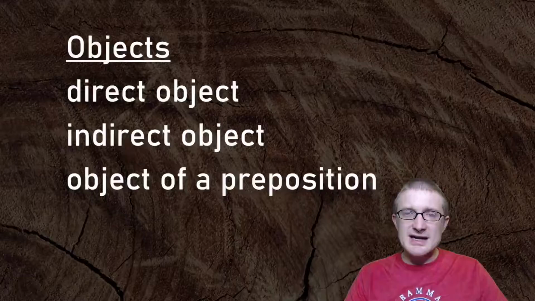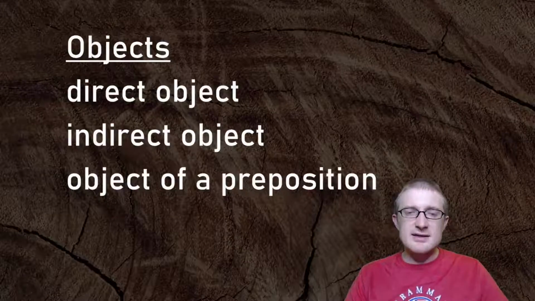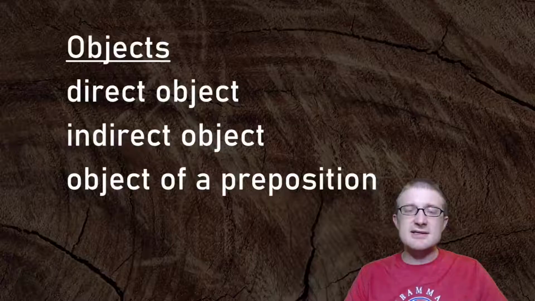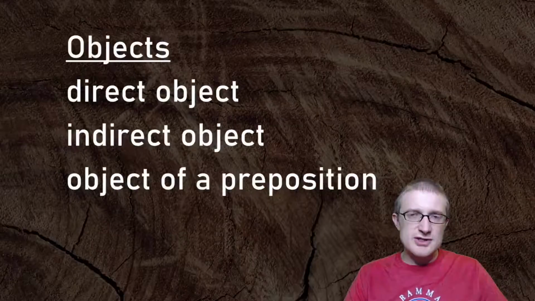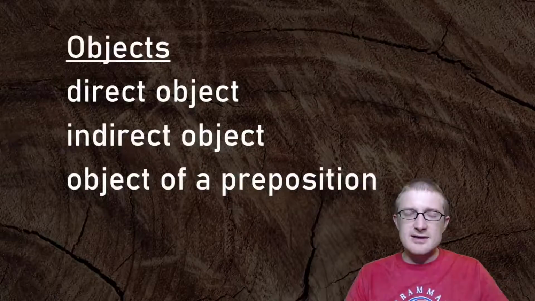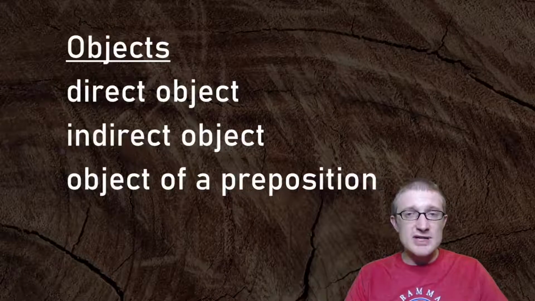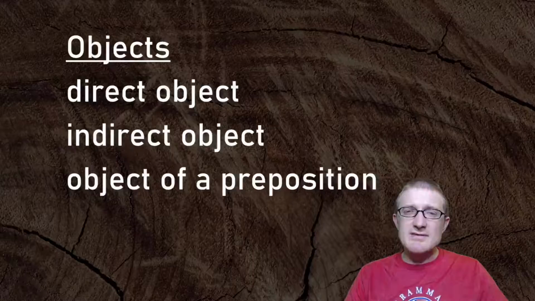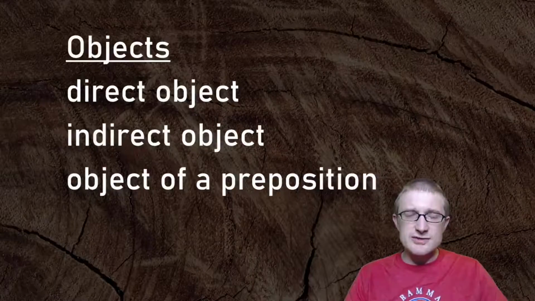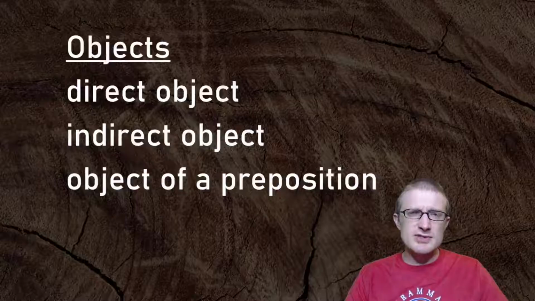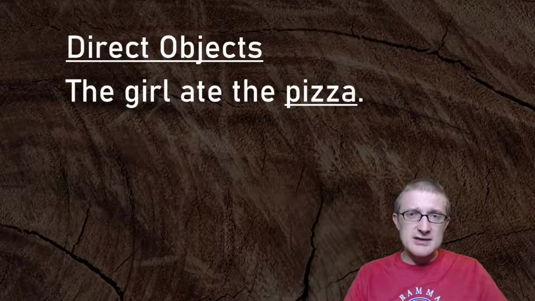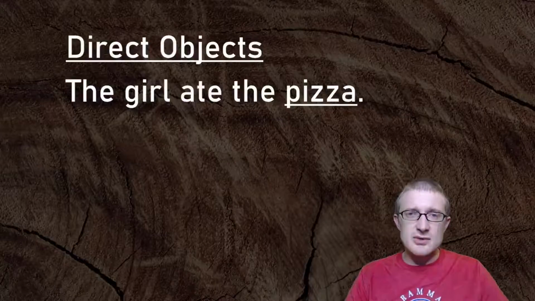There are different kinds of objects. There are direct objects, indirect objects, and objects of a preposition. So a noun can be used in different ways. Now, usually this is pretty easy, and we don't have to think about this too often when we do English. It's more important when studying something like Latin. But we'll take a look at it because it is good to know.